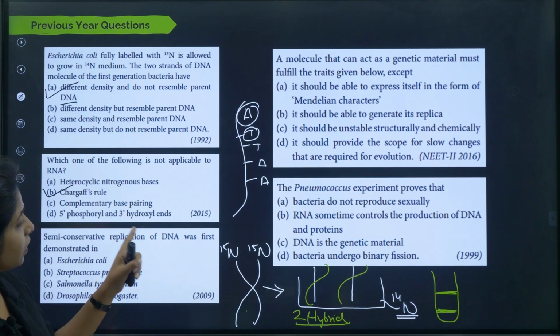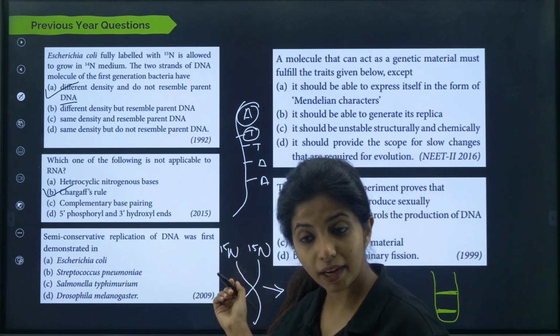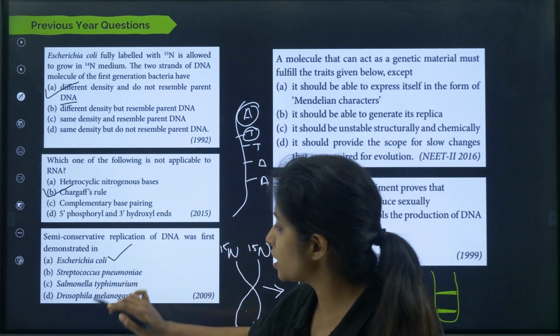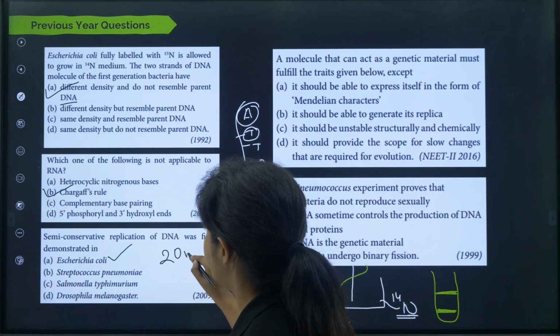Now semi-conservative replication of DNA was first demonstrated by Meselson and Stahl. It was demonstrated in Escherichia coli, which has a replication time of about 20 minutes.